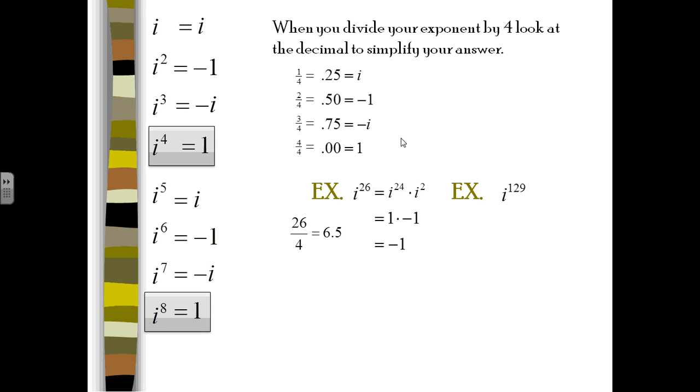So let's try it again, i to the 129th. Now, once again, not that big of a number, but if you have a calculator, it's very easy to do. 129 divided by 4 is 32.25. So 0.25, if you look at that, 0.25 is i. So that means the answer is just i. Take a look at i to the 440. Well, 440 is a perfect multiple of 4, so that's just going to equal 1. It's a neat little trick to remember.